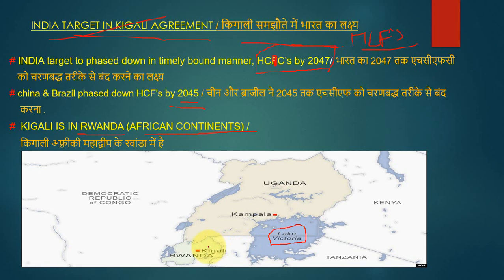It is found in the African continent. How many of you are aware of the total number of African countries? There are 54 countries in Africa, or you can check on Google. Now this is Kigali, Rwanda. Here is Uganda, Kenya, and Tanzania. Lake Victoria touches the boundaries of Uganda, Kenya, and Tanzania. It has not touched Kigali, Rwanda.